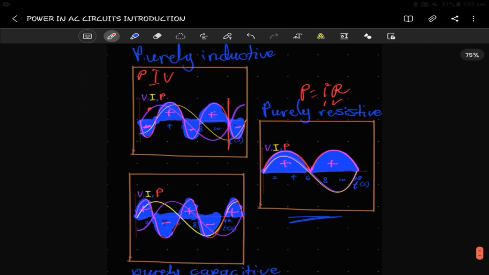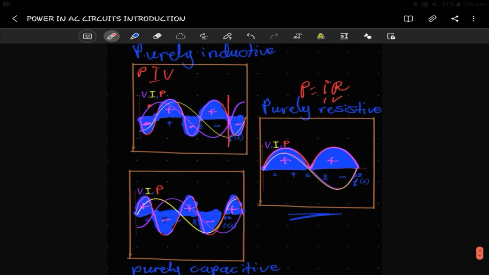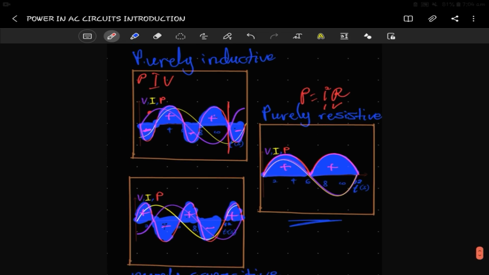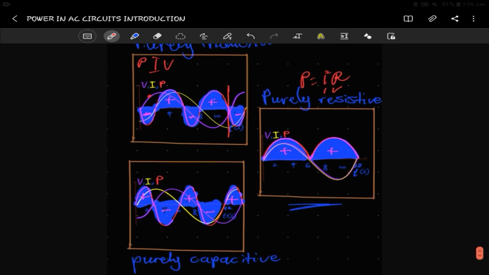So there's no net rate at which work is done, so they don't convert the electricity to anything. The inductor stores the electrical energy in its magnetic field, then in the other half it gives it back to the circuit, or to the source. The capacitor does the same: it stores it in the electric field and gives it back. So there's no net work done.